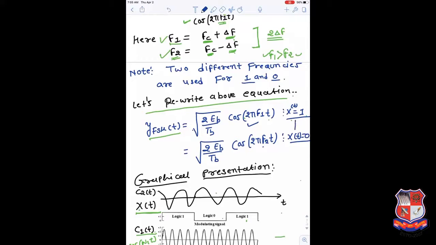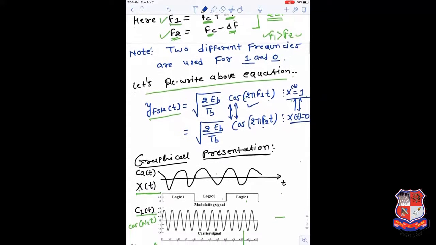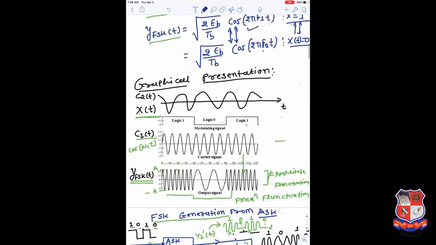So when this 1 and 0 switch over, there would also be a switch over from the carrier signal cos 2 pi f1 t to cos 2 pi f2 t. This is the graphical presentation here. There are 3 bits that have been chosen. The logic 1 can be represented by a positive pulse, that is logic 0, and this is logic 1.